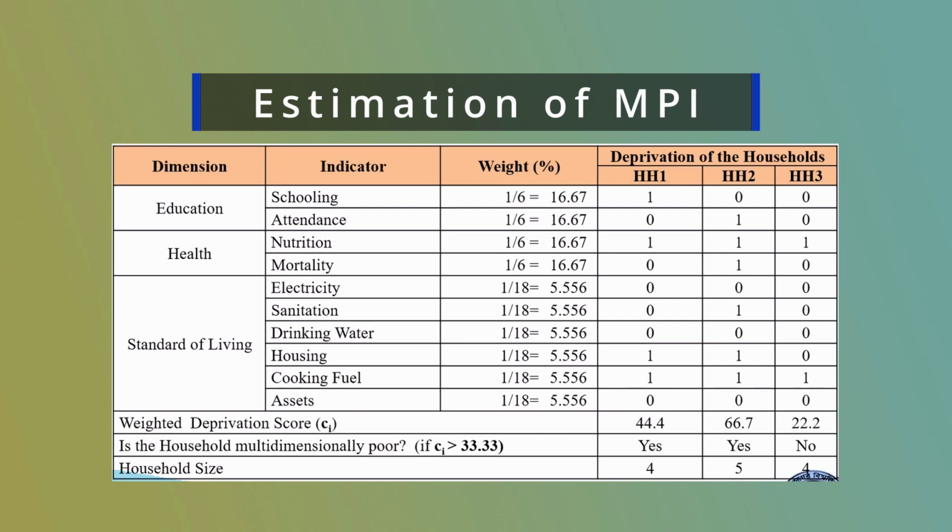Here the size of household 1 is 4, number of members of household 2 is 5 and number of members of household 3 is 4. On the basis of this available information, we are able to measure three important indices of the multidimensional poverty. First, the head count ratio. How can you measure the head count ratio? The head count ratio is actually the ratio of the number of poor people to total people. In my hypothetical example, total population is 4 plus 5 plus 4, that is 13, and number of multidimensionally poor people are 4 plus 5.